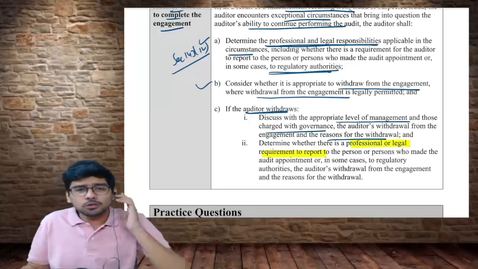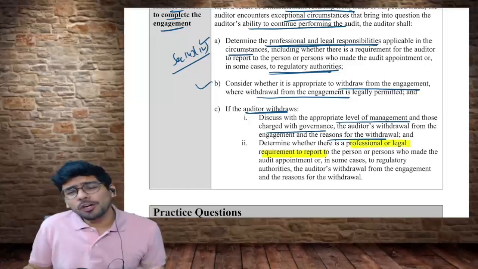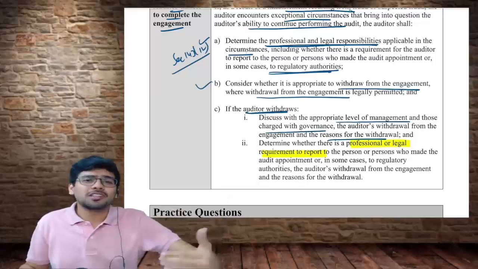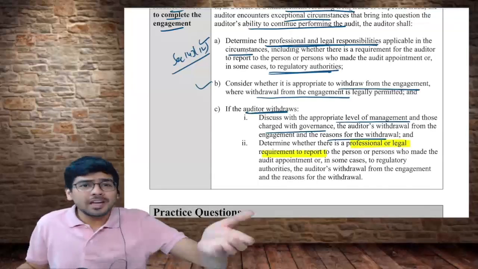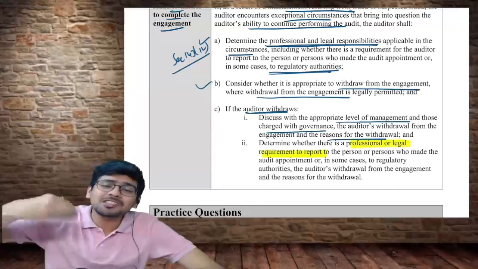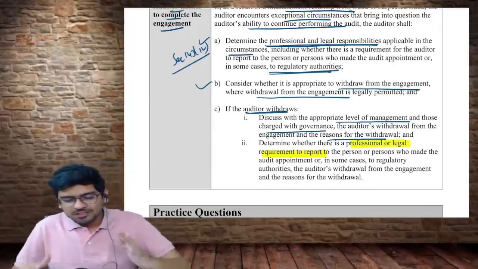Once you are resigning from the work, you need to again see whether on resignation you need to report. In India also, on resignation you need to report to the MCA in form ADT 3, and when we report, we obviously state the reasons why you are resigning. So this is the point that you have to cover.